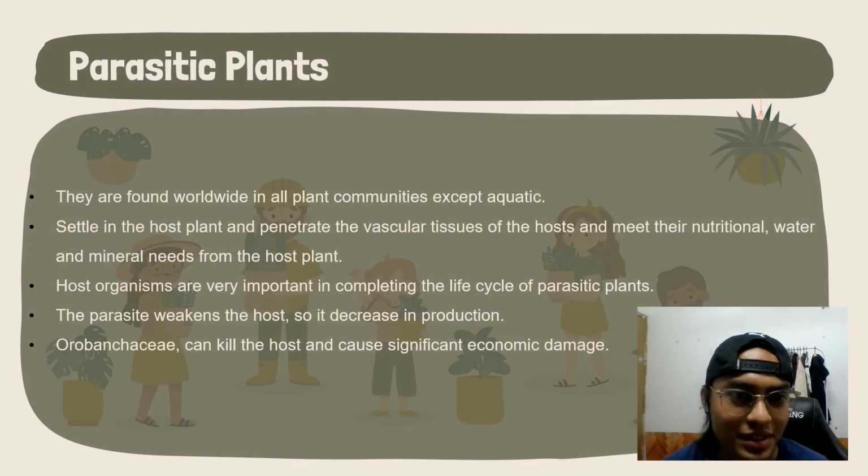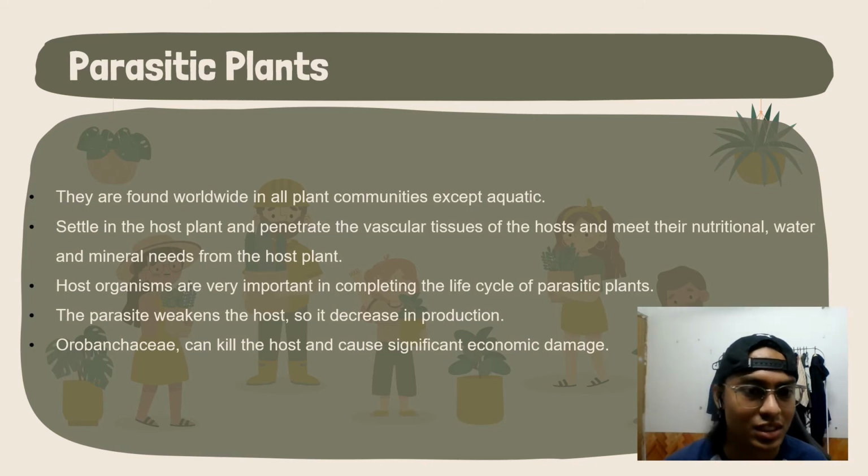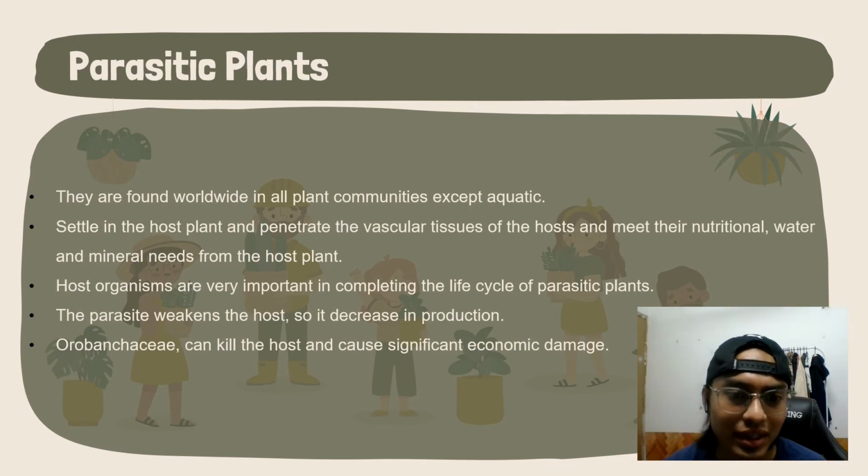Parasitic plants are among the most problematic pests of agricultural crops worldwide. They are found worldwide in all plant communities except aquatic. Parasitic plants are the organisms that settle in the host plant by means of the special organs they have developed and penetrate the vascular tissues of the host and meet their nutritional, water, and mineral needs from the host plant. This particular body they have is called a haustorium.